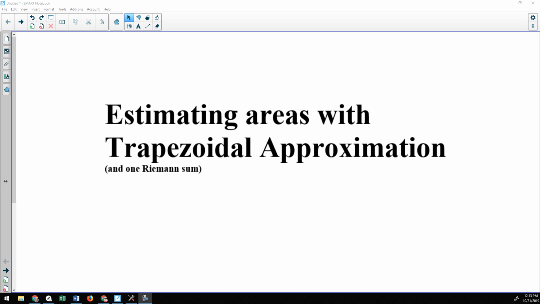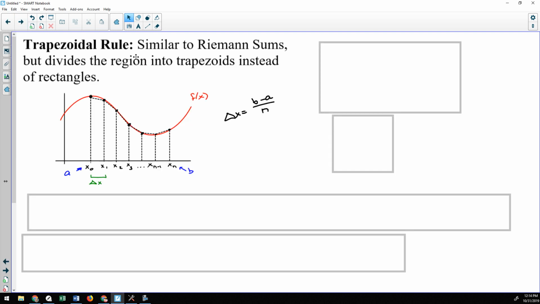In this lesson, we're going to talk about estimating areas under a curve with something called the trapezoidal rule, or the trapezoidal approximation. I'm also going to do one approximation with Riemann sums. So the trapezoidal approximation, very similar to Riemann sums, you will estimate area by dividing the region into geometric shapes.